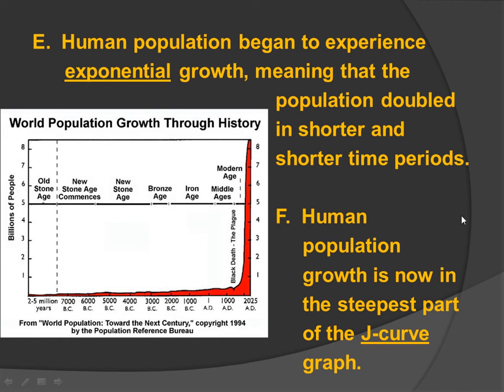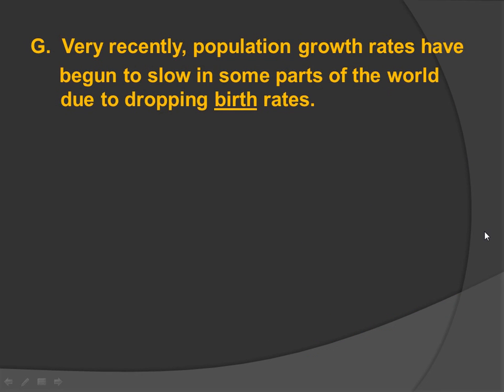F, human population growth is now in the steepest part of the J-curve graph. So this is the J-curve graph, and we're now in the steepest part of the graph right here. G, very recently, population growth rates have begun to slow in some parts of the world due to dropping birth rates.